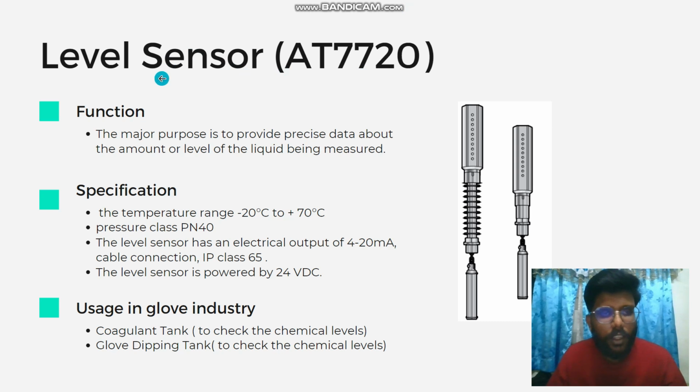Today I want to present about the level sensor and the pneumatic gripper. First, the level sensor that we use is 80720, and the function of the level sensor is to provide precise data about the amount or level of the liquid being measured. The specification is the temperature. First, the temperature range is -20 Celsius to +70 Celsius. And the second specification is the pressure class is PN40.